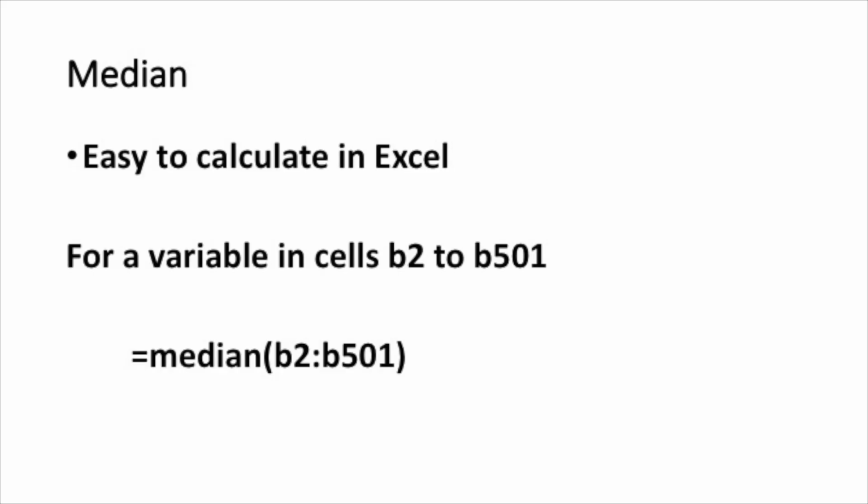In a different video, I will show you how to find the median of a variable using Microsoft Excel. But for now, I'll just go through the formula that we'll be using. If you have a variable that's in the cells B2 to B501, so this is a variable with 500 observations, the Excel formula for calculating the median value is equals median, parenthesis B2, colon B501. You close the parenthesis, then you hit enter or return, and that gives you the median.